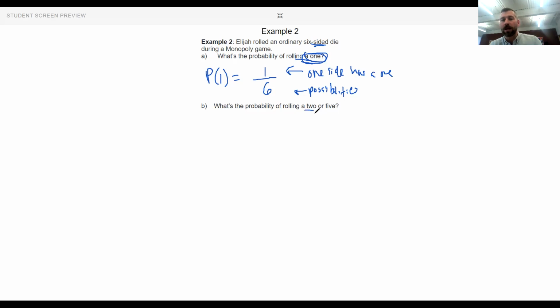What's the probability of rolling a 2 or a 5? Well, we're going to forget the word or for a little bit.